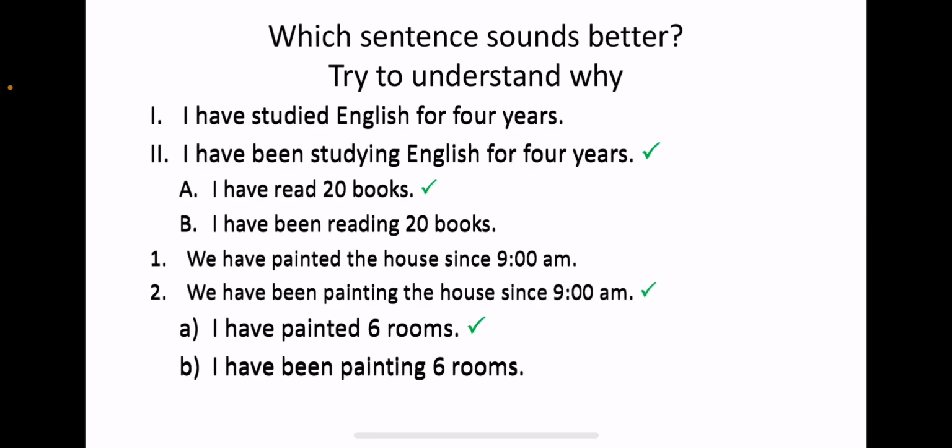In the third pair of sentences, again, it's time that is important, and that's why we use the continuous form. We have been painting the house since 9 in the morning. And in the last pair of sentences, time is not important, right? It's not mentioned in the sentence, so we don't need to use the continuous form. We prefer the simple form, right? So that would be the difference between the simple and the continuous form in terms of present perfect.